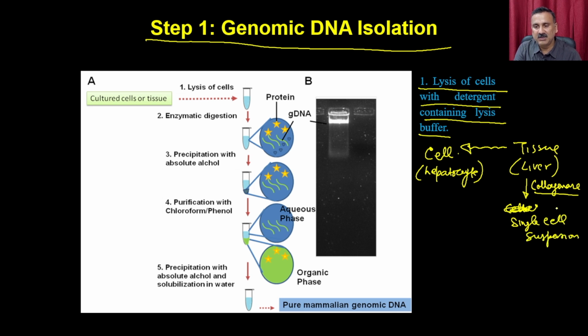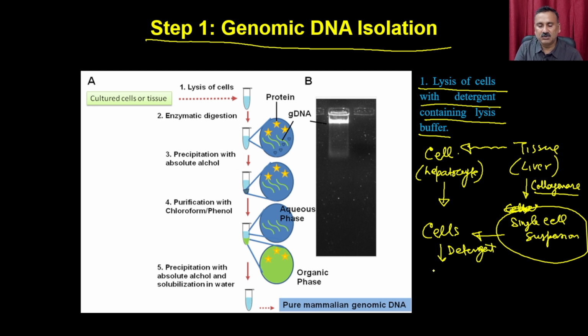So, single cell suspension means from the liver you got single cells, and now you can treat them with the help of the detergent. Whether you are using single cells or the tissue, at the end you are going to get the cells, and then you are going to treat them with the detergent. Once you do the detergent treatment, the cell is going to break open and release the cellular content.